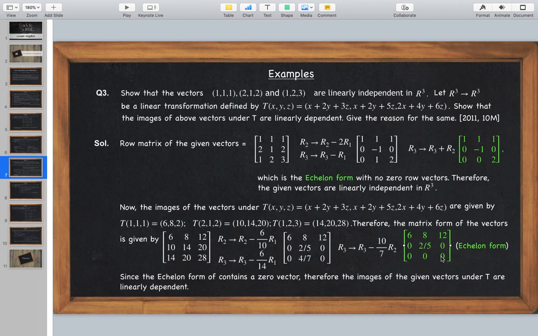Therefore we can say, since the echelon form of the row matrix of these images of these vectors contains a zero vector, therefore the images of the given vectors under T are linearly dependent. Cool.